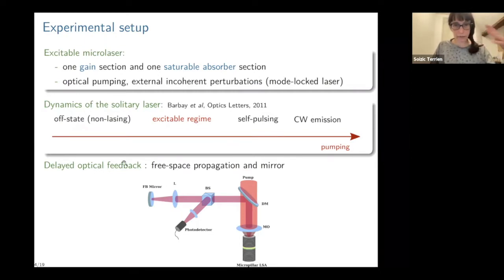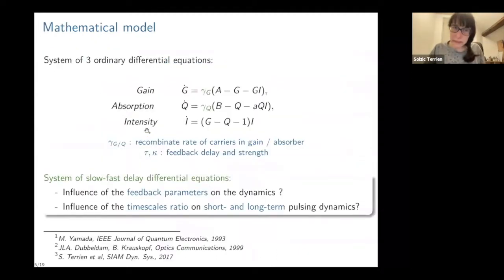And so delayed optical feedback is introduced through free space propagation and reflection on a mirror. So in all the results I will present today, we are always in the excitable regime when there's no feedback. So if we just switch the feedback off, we are in this excitable regime. And so we consider a mathematical model to study this system.